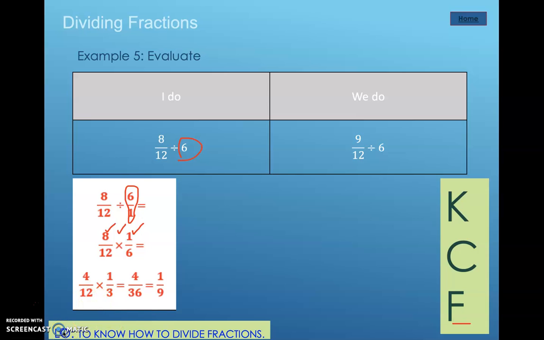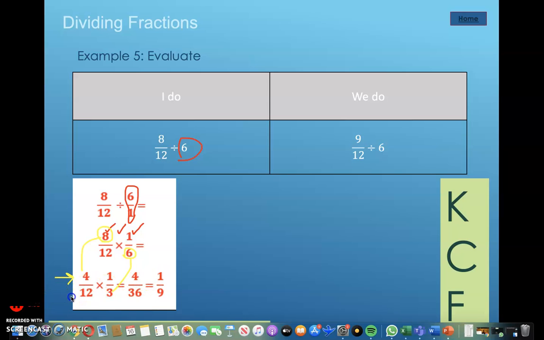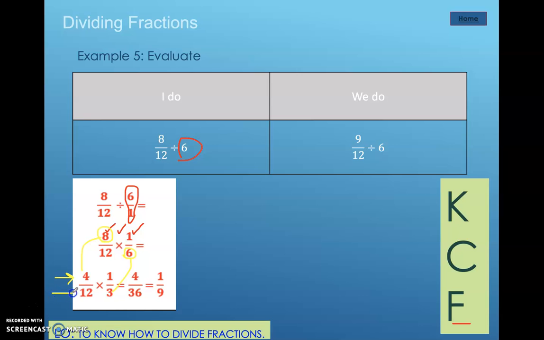We've then cross simplified, so we've noticed that we have 8 and 6, which are both divisible by 2. So 8 divided by 2 gives us 4, 6 divided by 2 gives us 3. And then we've multiplied the top by the top, which gives us 4. And we multiplied the bottom by the bottom, which gives us 36.